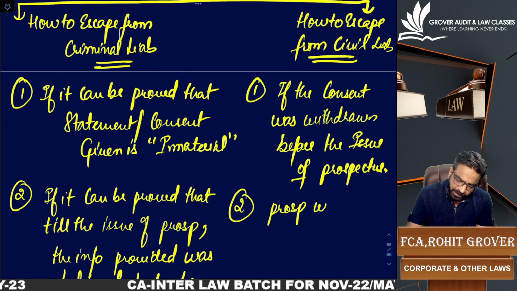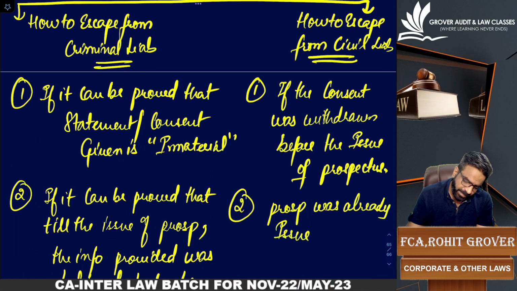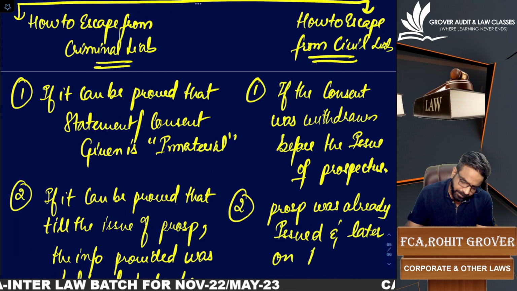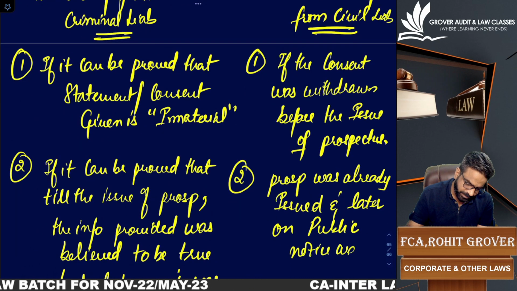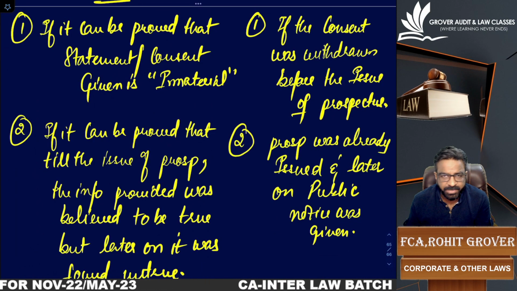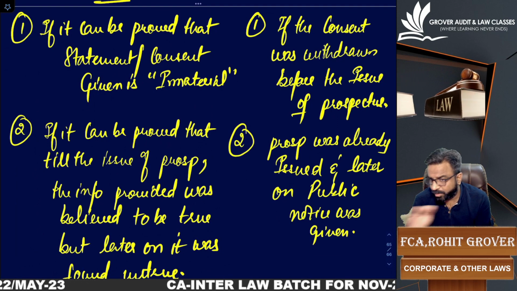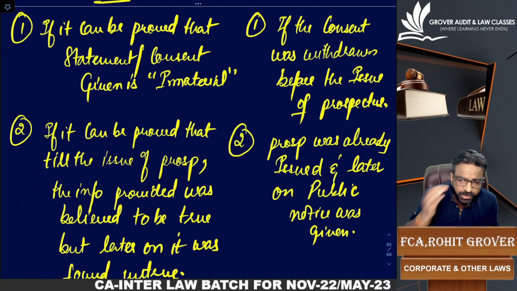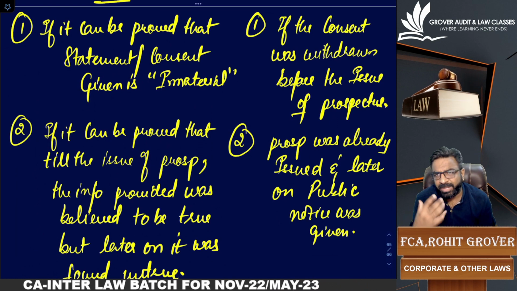The prospectus was already issued and later on public notice was given. Now let's say, for example, I am the genuine person. I did not know that my information was untrue. But when the prospectus was issued, I saw that my information was found out to be untrue.